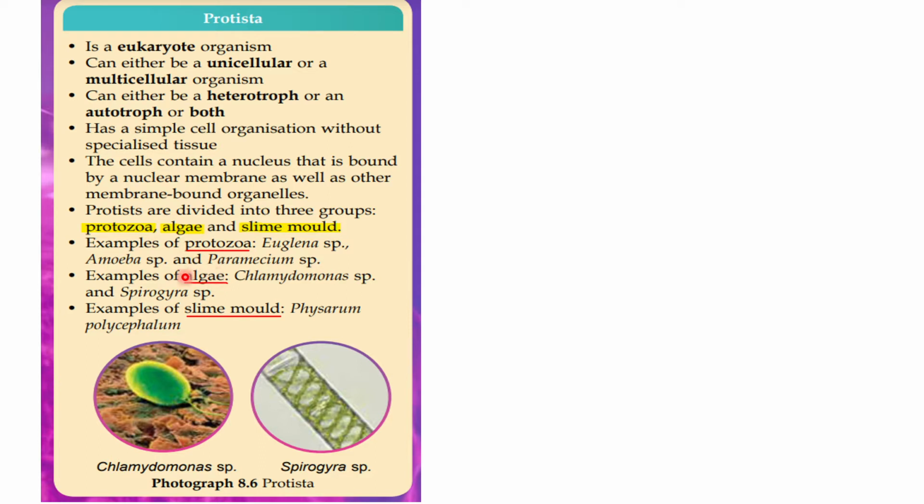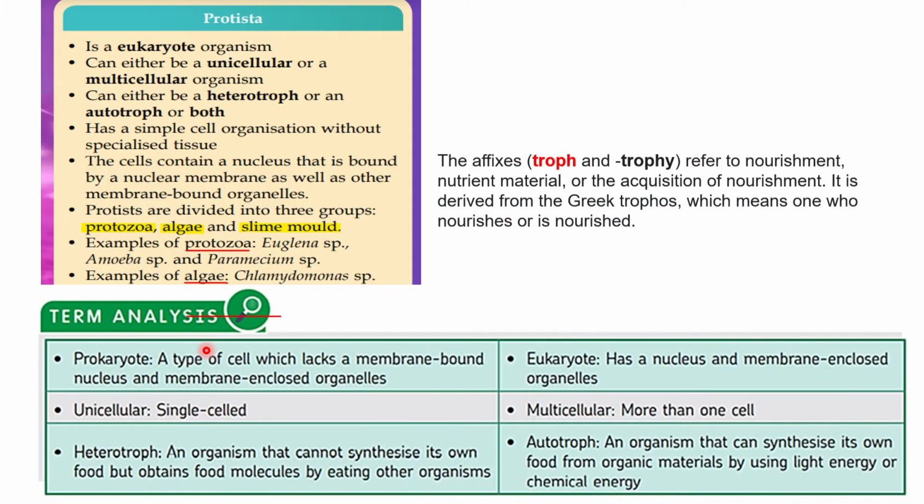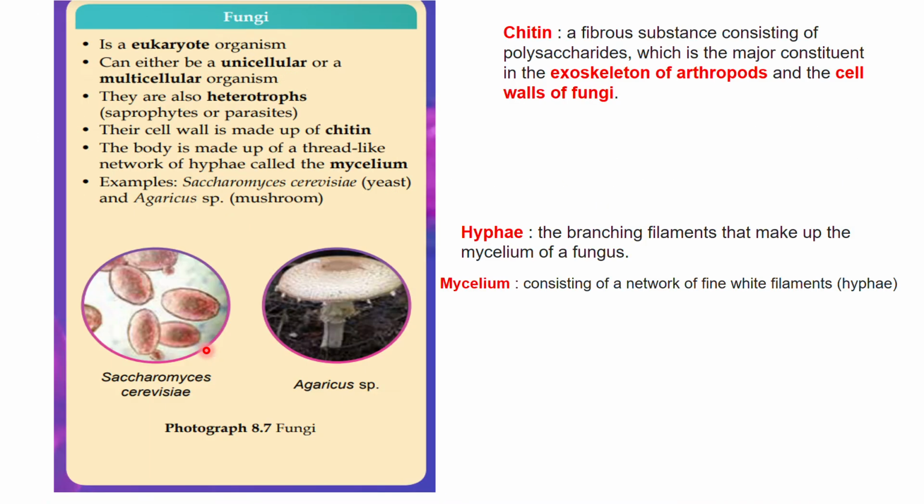Okay, algae, the Chlamydomonas species, and also the Spirogyra species. Okay, Spirogyra is an example of a multicellular organism. Okay, another group is the slime mold. This is not so common, perhaps you're not so familiar with this. This is the Physarum polycephalum. Okay, so let's go to some terms over here.